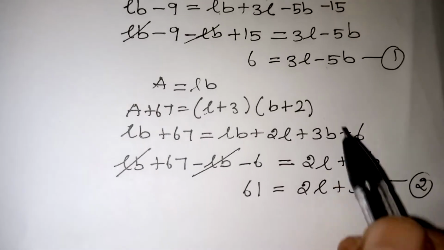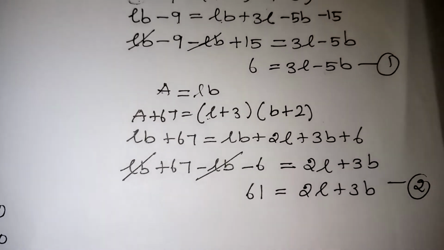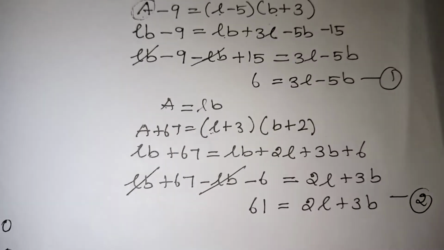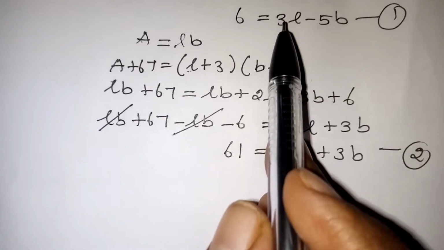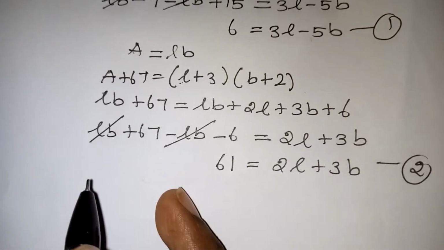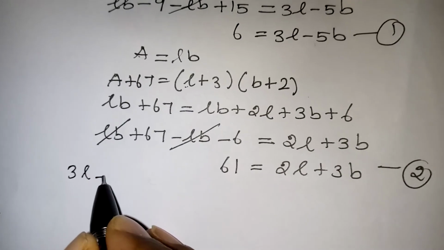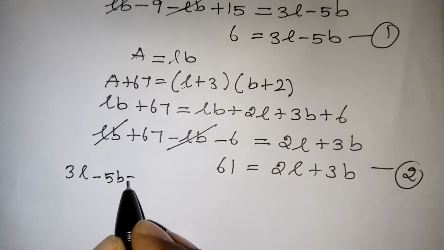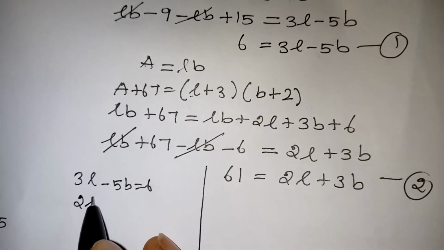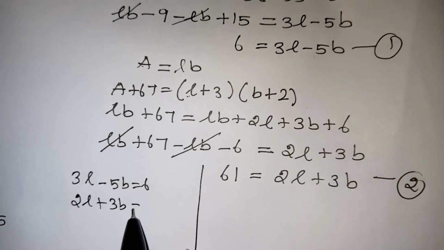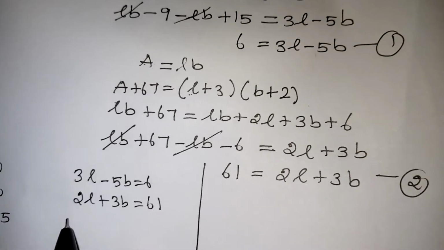Now we have two equations. We have to solve by any one of the methods to get the final solution. Let us write them together first. The first equation is 3L minus 5B equal to 6. And the next equation is 2L plus 3B equal to 61. Any method you can take to solve the equations. I am selecting the elimination method.